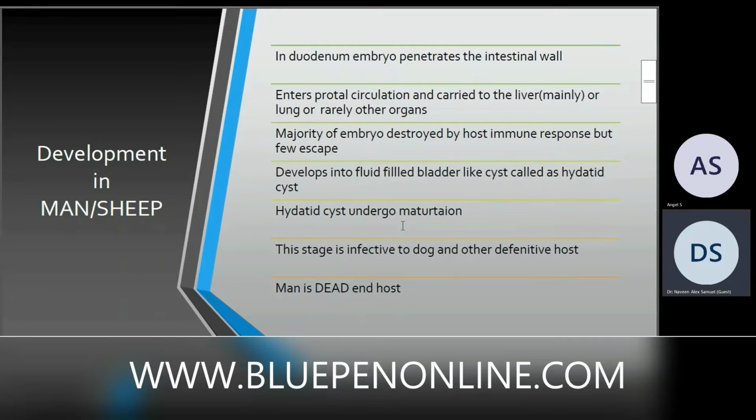So imagine the sheep is killed at that time, and the organs of the sheep are eaten by a canine animal. The canine animal eats the viscera of the sheep, and this organ contains the hydatid cyst, which enters the canine, and the sexual reproduction happens there in the canine. But in humans, it is the embryo which penetrates the intestine, then it forms a hydatid cyst in the liver. Man is the dead end host. Remember that. In man, there's no sexual reproduction, so it is the dead end host.